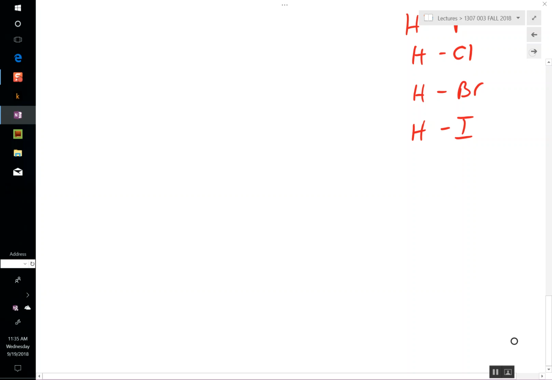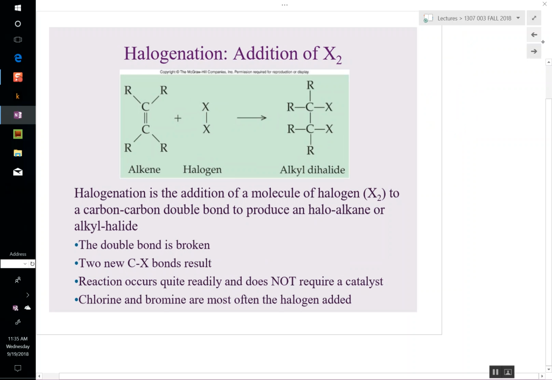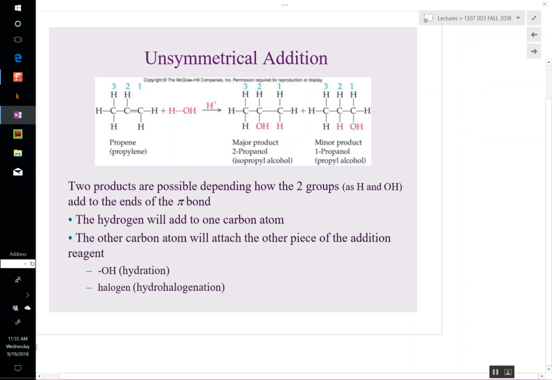Let's get over to a different slide. Here's where it's coming in. There's the halogenation. Now here's the situation with propene. I drew it out a minute ago. There it is on a slide. And it's showing you that this is the major product. The OH is on the middle carbon.